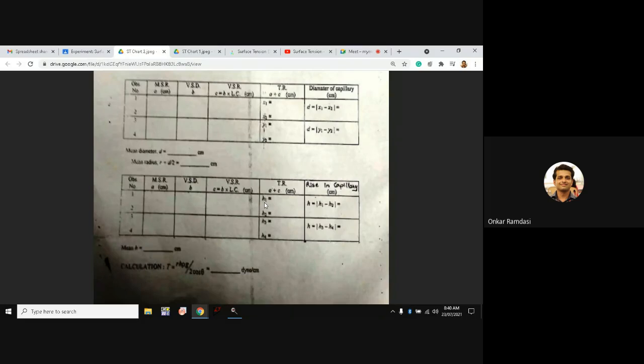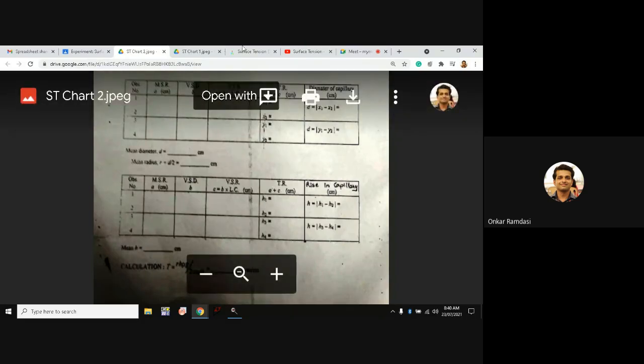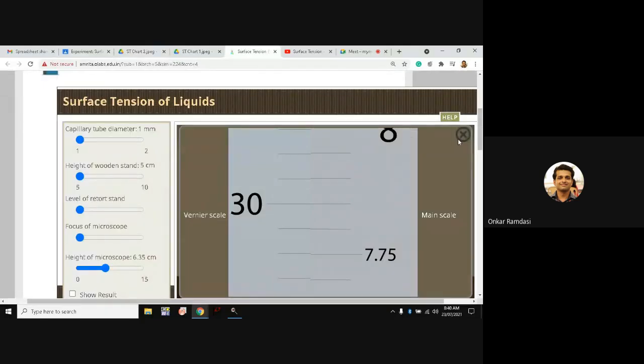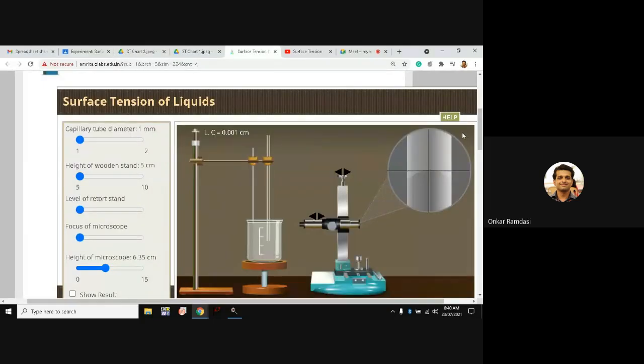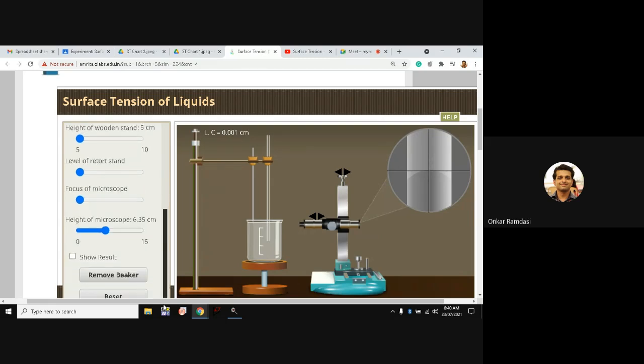How to measure H2? Again, coming back to the simulation. This part I am closing. Now on the right-hand side you can see the condition: the crosswire just touches the center of the meniscus. I will go down and click on remove beaker. Now I need to focus on the tip of the pin. I will just increase the focus of the microscope.